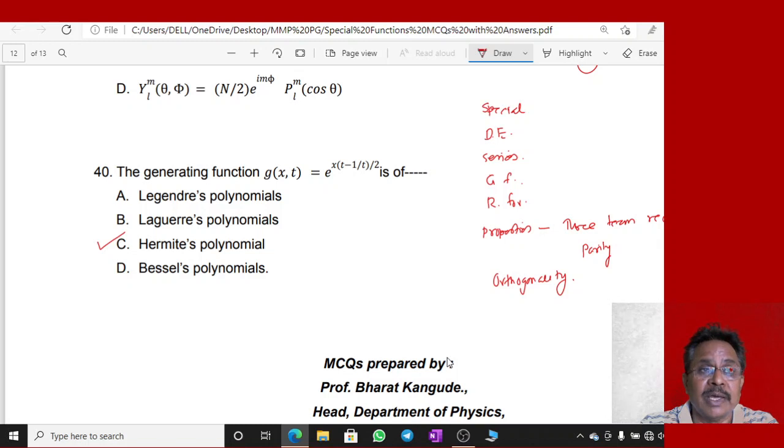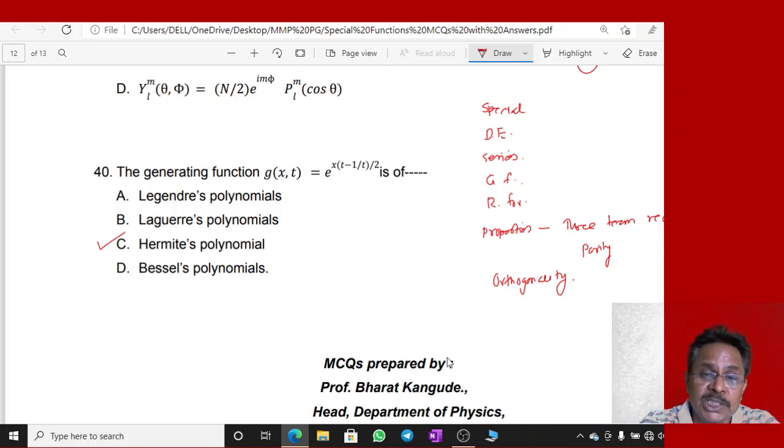P_l^m of x is equal to (1 minus x square) raised to m by 2 into d raised to m upon dx raised to m of that particular thing. This is the type of thing we have seen here, and such relations we have to go for. Along with that, there are certain properties of the associated Legendre polynomial, and its orthogonality condition is also there. So write all these orthogonality conditions one by one.